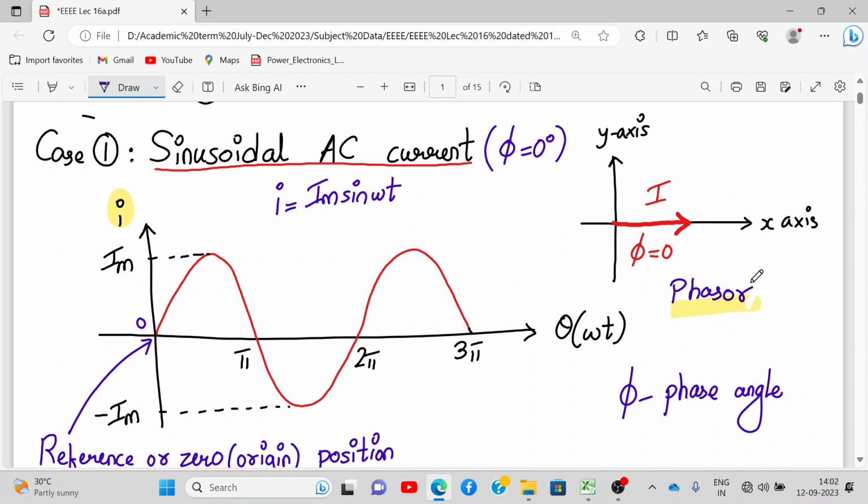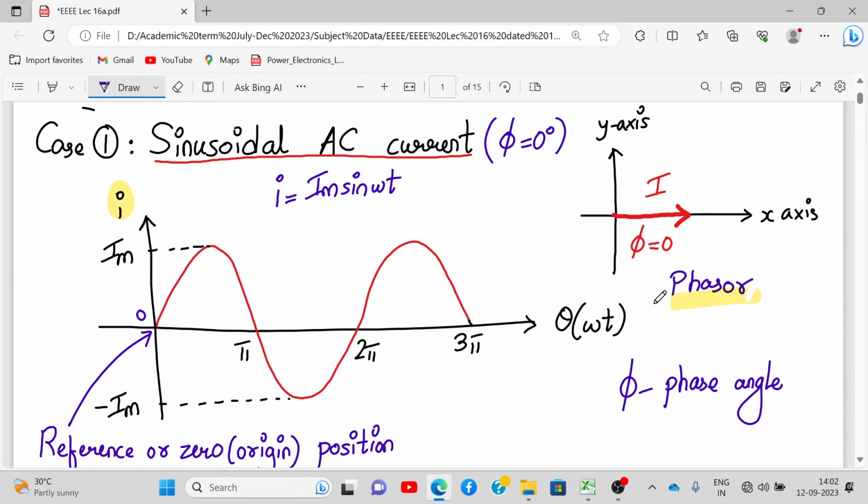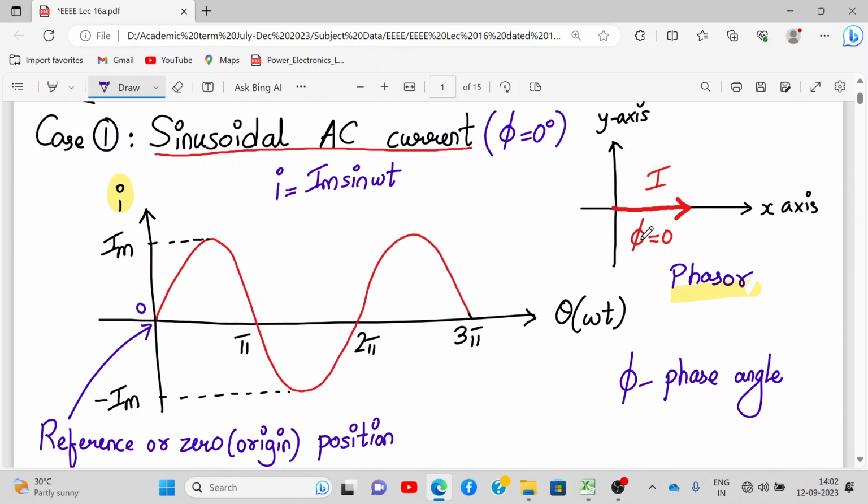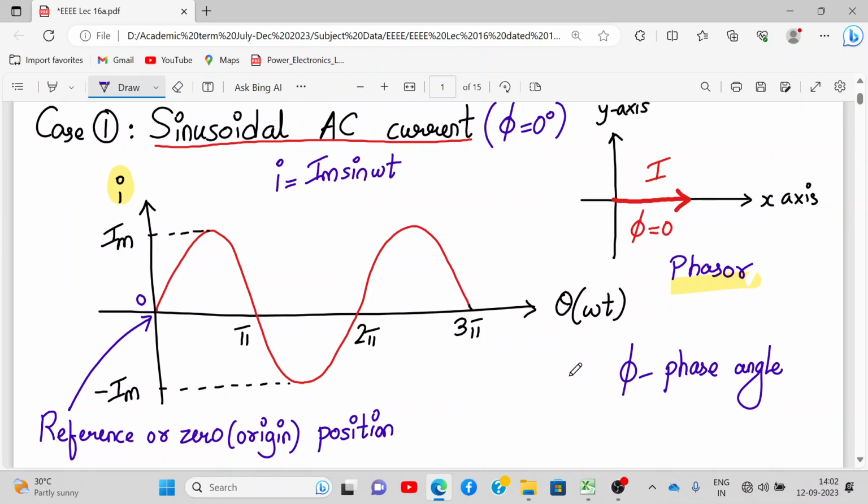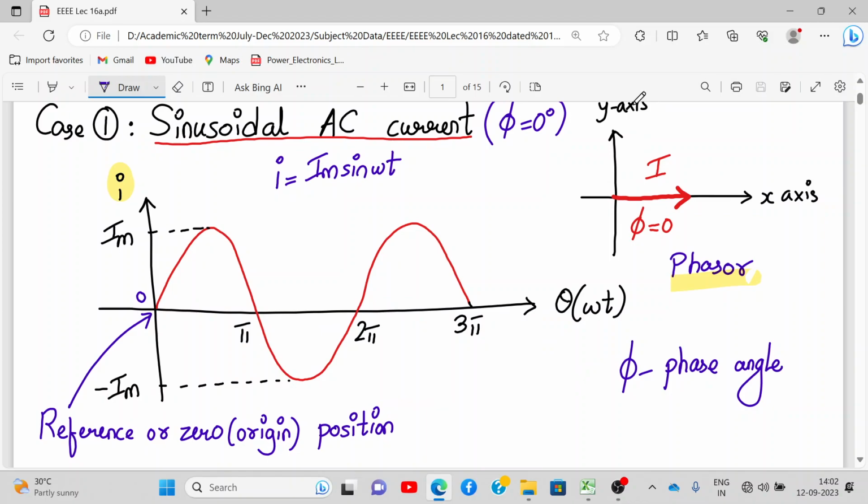So this is my phasor diagram where x-axis and y-axis. I have drawn the phasor I in the direction of x-axis, indicating that the phase is 0. So please draw these two waveforms. So I have drawn the sinusoidal AC current with a phase angle of 0. Okay. Now you will understand when there is a phase difference in the next case. Is this clear to you? Draw the phasor also. What is phi? Phi is the phase angle. Okay. Completed.